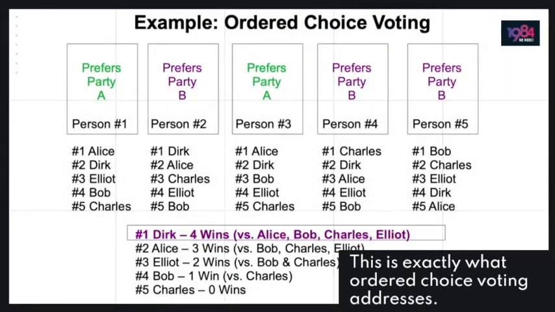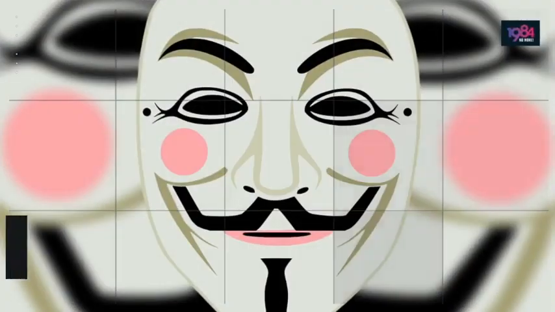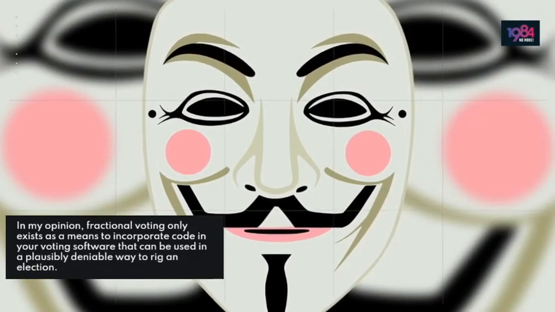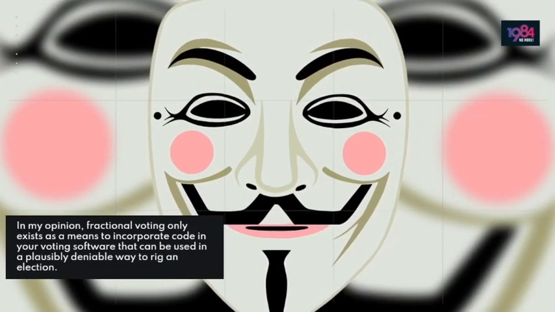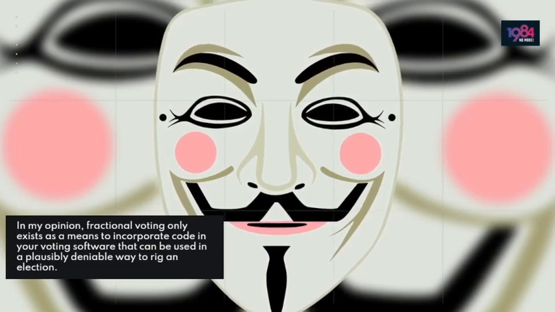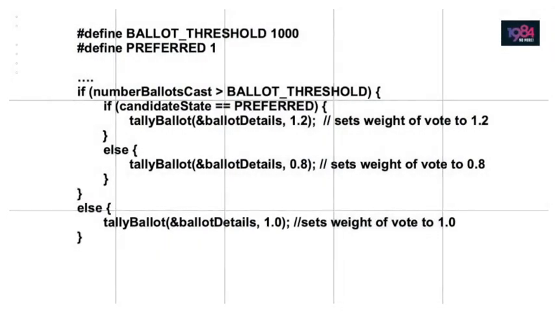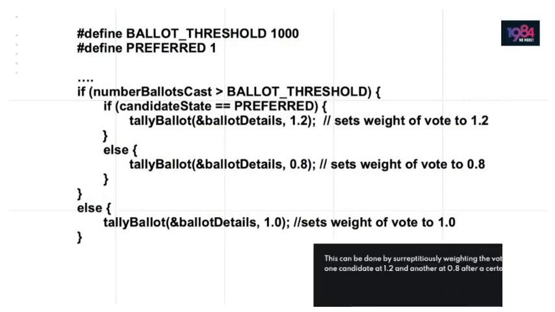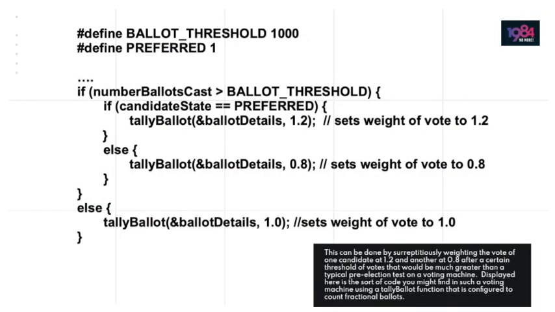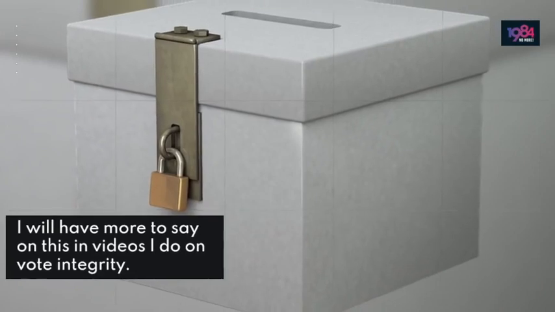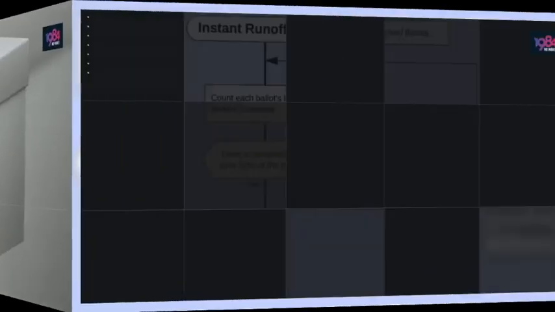This is exactly what ordered choice voting addresses. In my opinion, fractional voting only exists as a means to incorporate code in your voting software that can be used in a plausibly deniable way to rig an election. This can be done by surreptitiously weighting the vote of one candidate at 1.2 and another at 0.8 after a certain threshold of votes that would be much greater than a typical pre-election test on a voting machine. Displayed here is the sort of code you might find in such a voting machine using a tally ballot function that is configured to count fractional ballots. I will have more to say on this in videos I do on vote integrity.